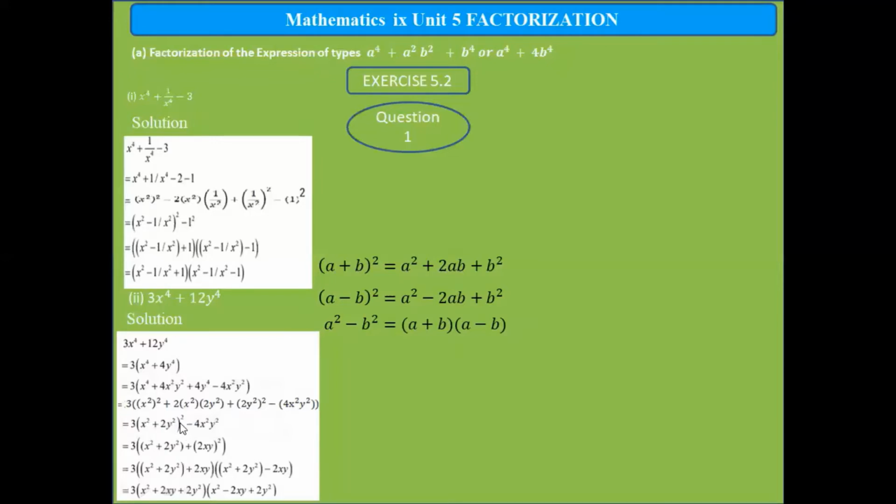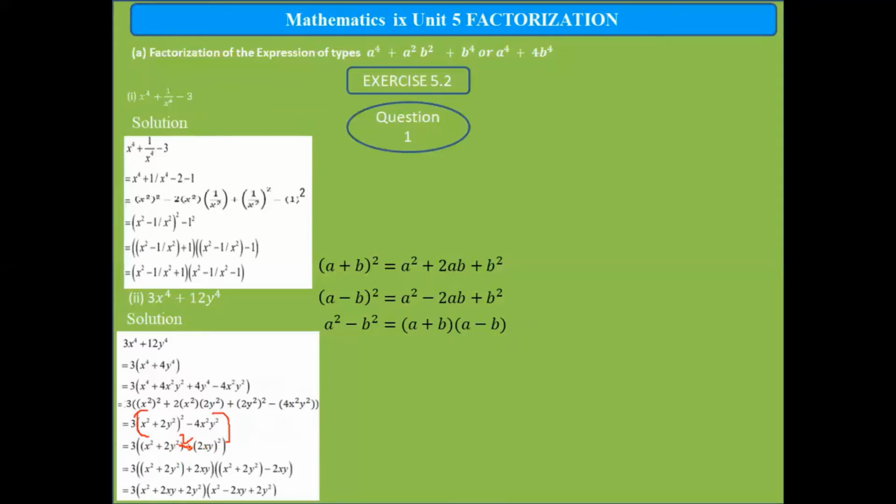3 into x square plus 2y square whole square minus 4x square y square. There is another bracket that you have to add, so that this 3 also multiplies with that one. Again, now we can write this as minus x square plus 2y square whole square and minus 2xy whole square.